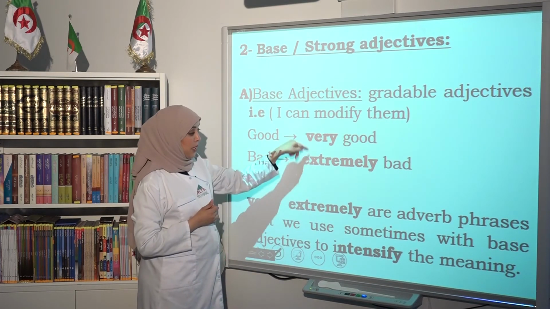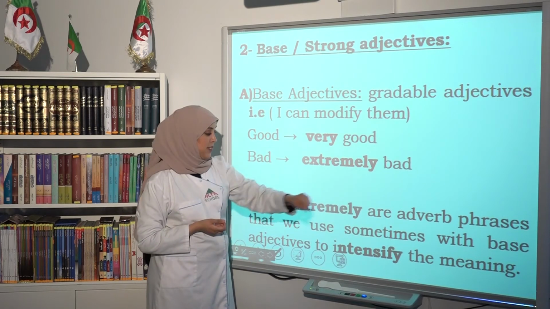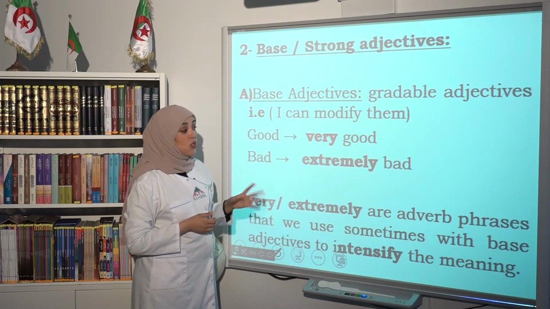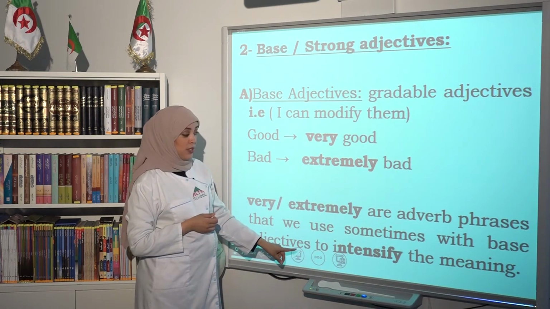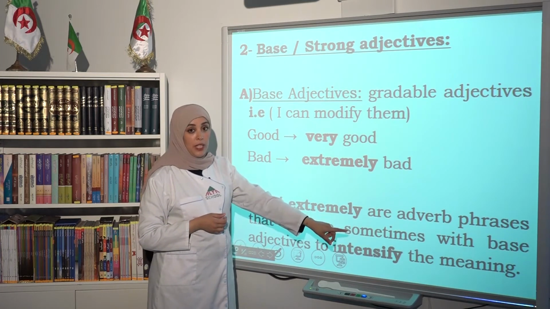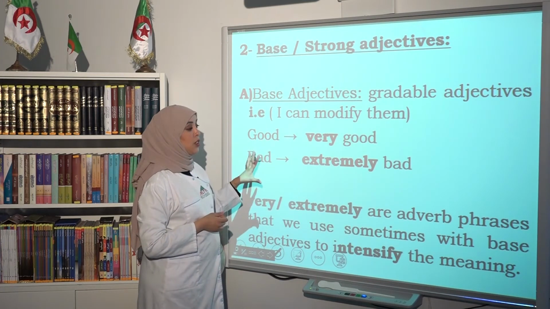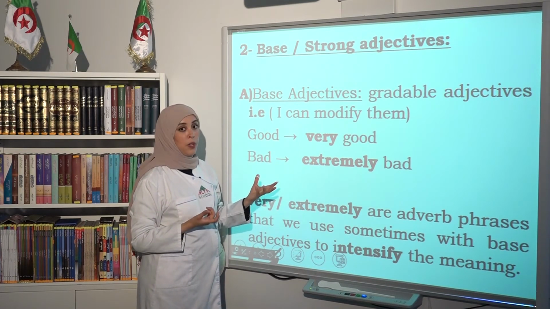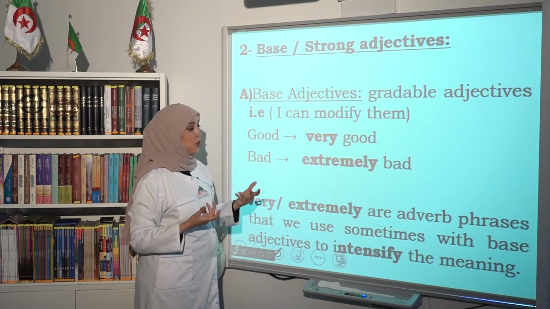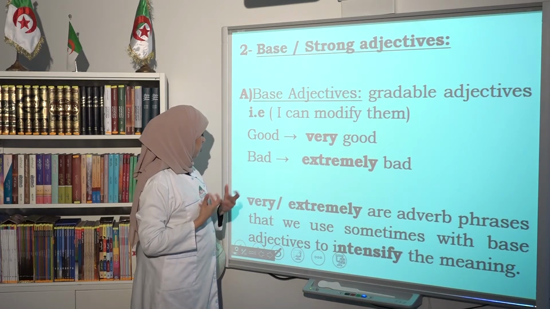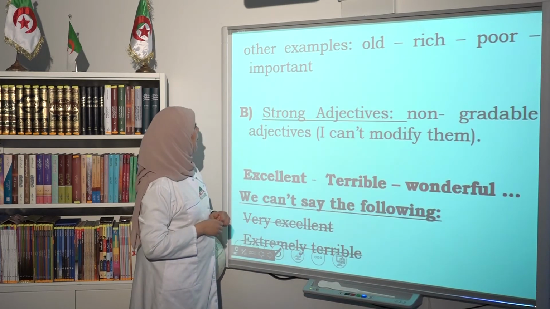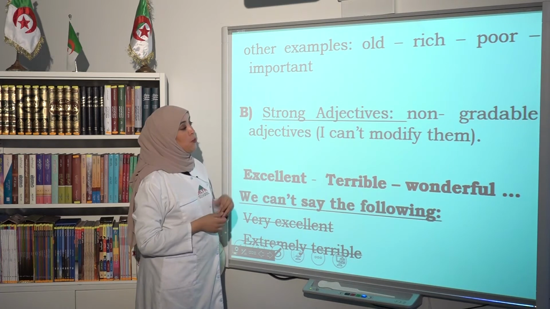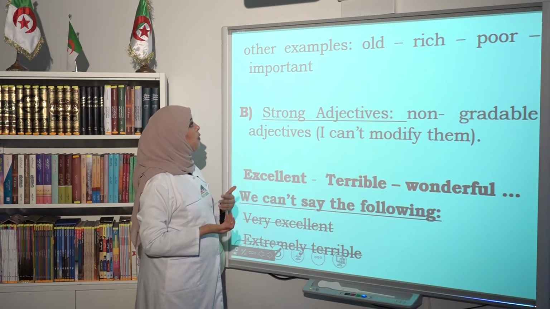Very and extremely are adverb phrases that we use sometimes with base adjectives to intensify the meaning. This lesson, you can use it during your writing. Whenever you use very, extremely, your writing should be rich, all right? Now, other examples could be old, rich, poor, or important.